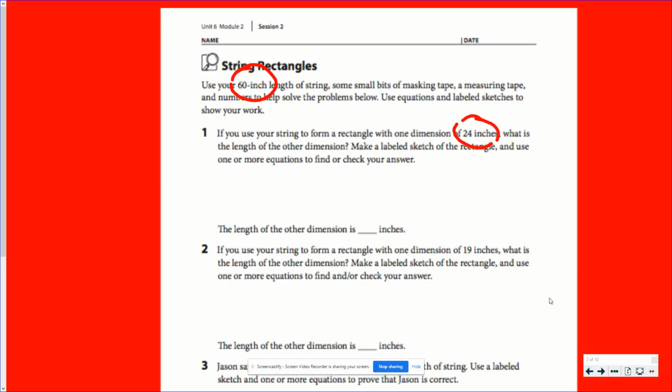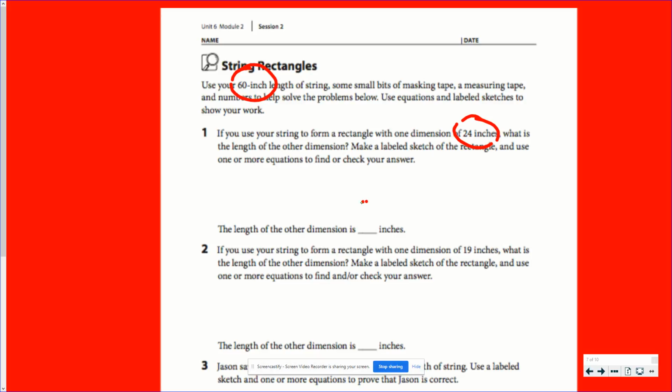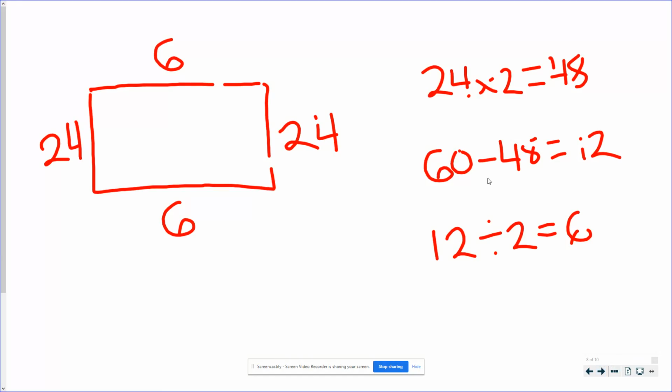If we look back at the problem, it says, what is the length of the other dimension? Well, we knew about the 24. The missing dimension that we are focused on right now is 6 inches. We are just working backwards a little bit to solve this problem. Remember, we're starting out with a total of 60 inches and then just working there from what we know.